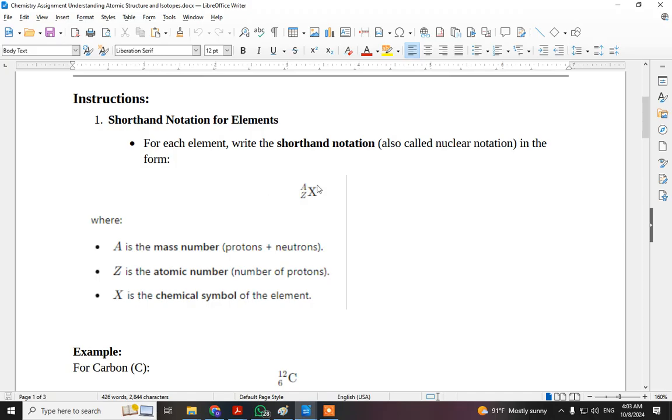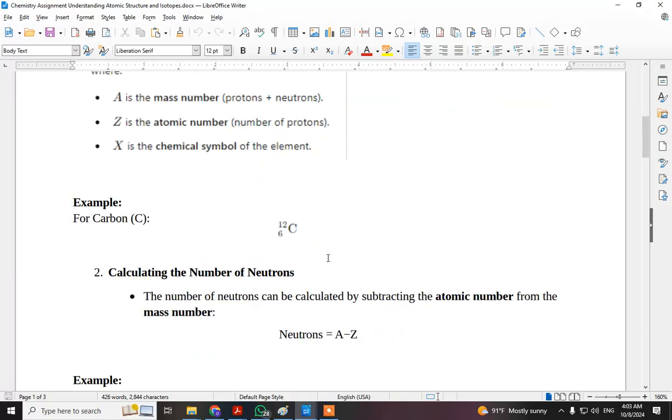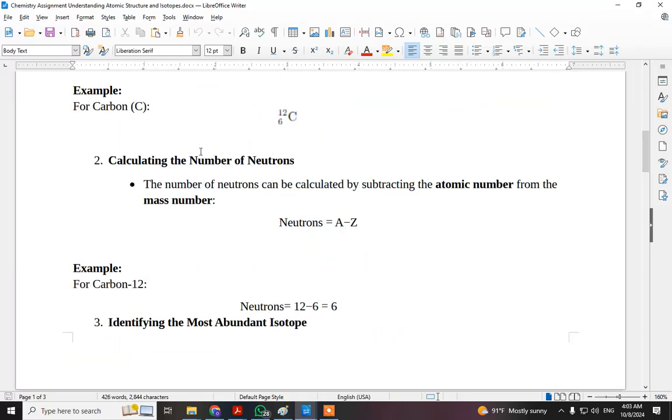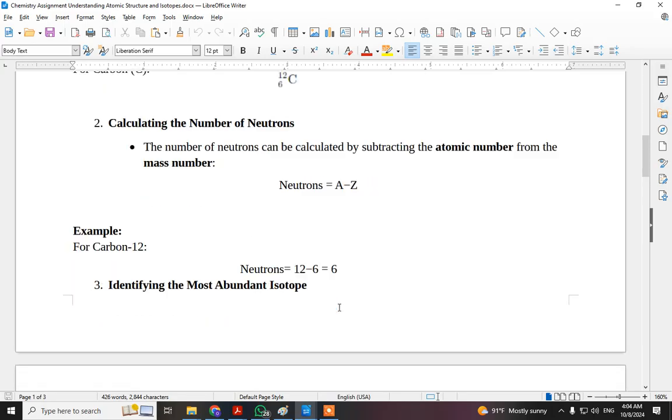Shorthand notation, we've already talked about it. Here's the little formula. You need your chemical symbol, you need the mass number, and you need the atomic number, just like carbon. In order to calculate the number of neutrons, you follow this relationship, this small formula, right? Subtract the atomic number from the mass number, and voila, you've got your amount of neutrons.